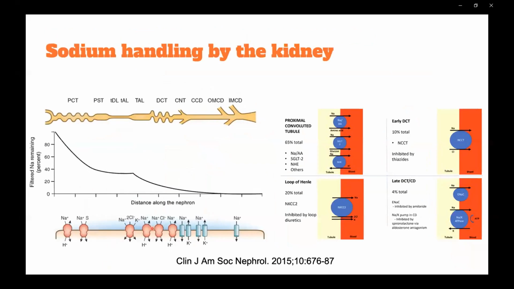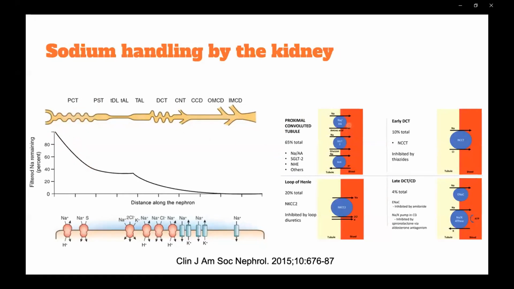Now, sodium handling by the kidney. This is a beautiful diagram which, in a nutshell, shows you what receptors are acting at various parts of the kidney. Once glomerular filtration happens, of whatever enters the proximal convoluted tubule, 60 to 80% of the sodium is going to be reabsorbed at the proximal convoluted tubule. You can really see that as it crosses the proximal convoluted tubule, the majority of sodium in this fluid is reabsorbed.